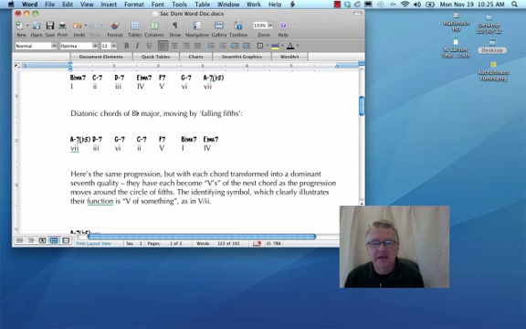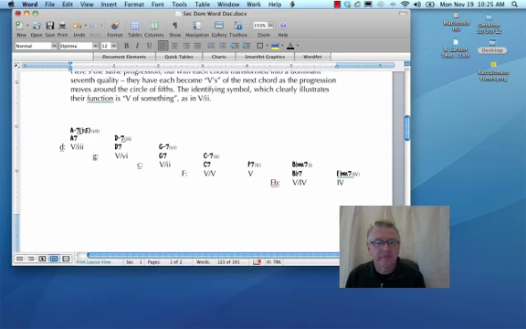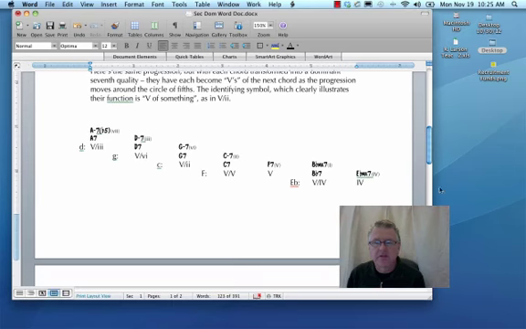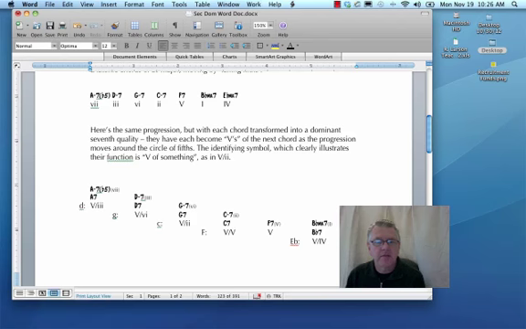Okay, and there's a symbol that looks like this, 5 slash and then whatever chord you're going to. So it looks like this. So there's the, sorry, I'll make this bigger so we can see both of them. So here's the A minor 7 flat 5, D minor 7th, G minor 7th, C minor 7th, F7, B flat, and E flat.